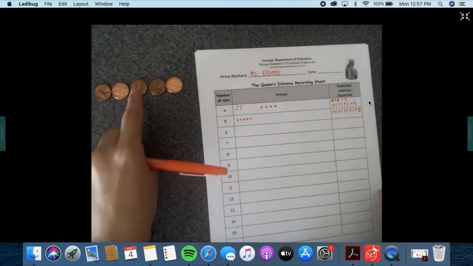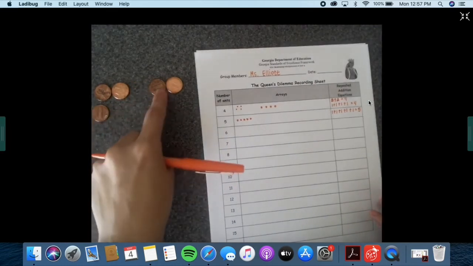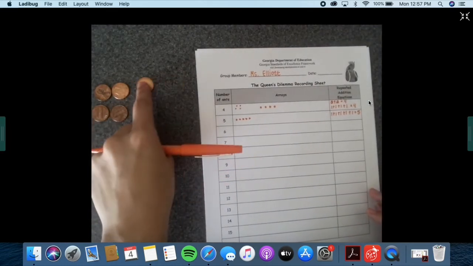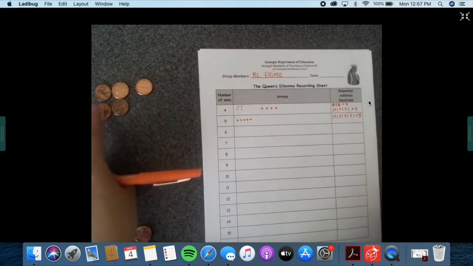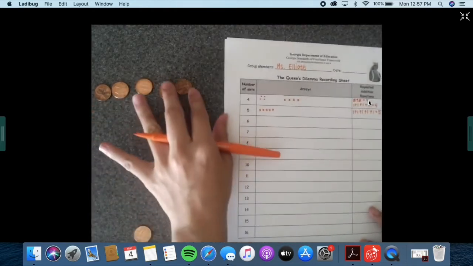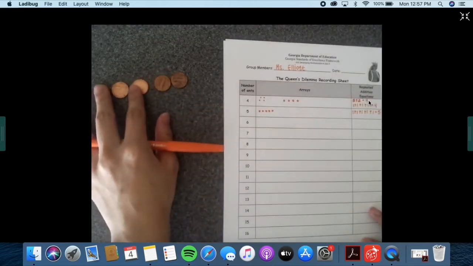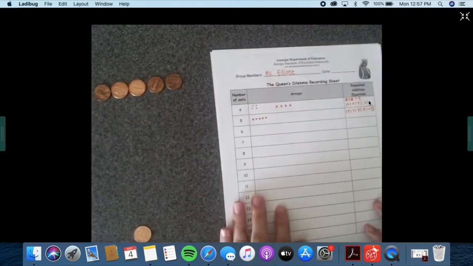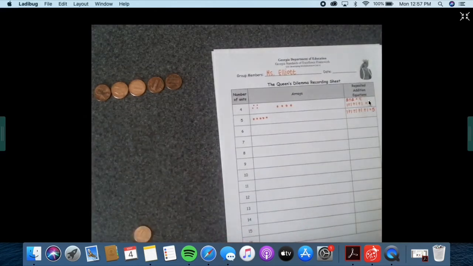I could not do 2 rows of 2, because that is not equal. So the only way I could do an array to have equal horizontal rows and columns would be this way. So it'd be 1 row with 5 columns.